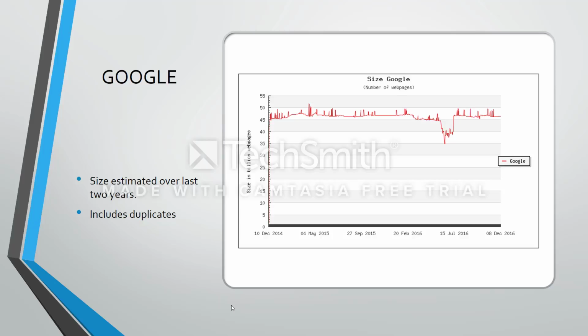using Zipf's law. This is the graph which is estimated over the last 2 years. As you can see, there is not much change, but there are fluctuations. Those fluctuations are due to the changes in the number of web pages, because as we know, some web pages go defunct and new web pages are created every day.